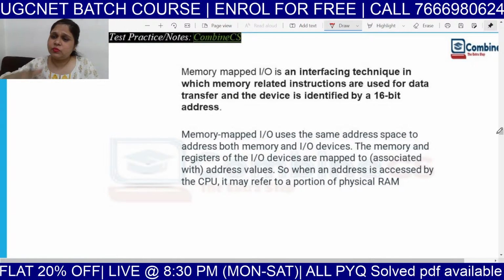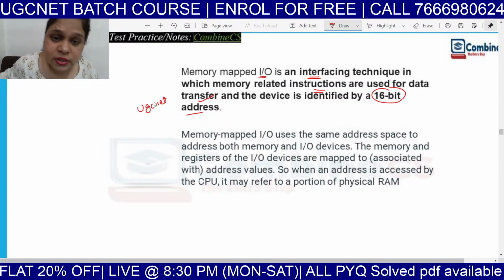Okay. So this is the definition also written here. Memory mapped input output is an interfacing technique in which memory related instructions are used for the data transfer and the device is identified by 16-bit address. Now this was again the previous year question of UGC NET. Directly you were asked that when you connect memory mapped input output with a device, how many bits of address are needed to recognize it. So that is 16 bits.